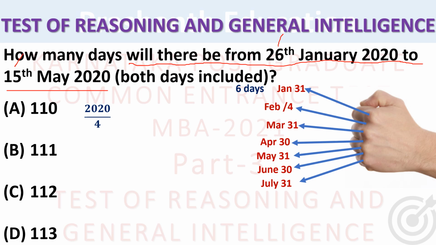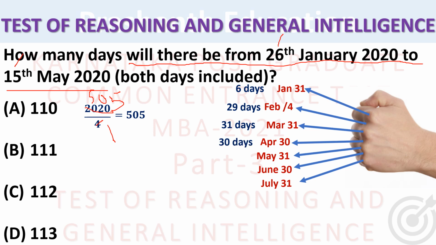So 2020 divided by 4, easily it goes: 4 ones are 4, 4 fives are 20, 0, again 20 remains, 4 fives are 20, so it's perfectly dividing. So it's 29 days in February. Okay, next March we have 31 days, next April we have 30 days.